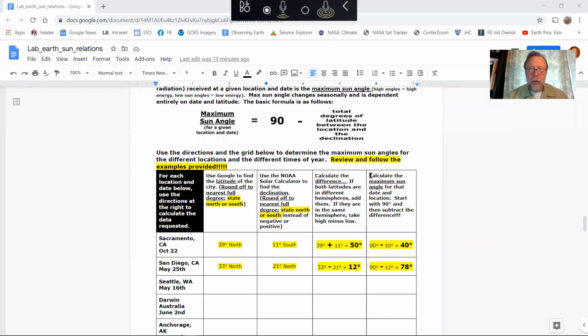So the whole key to this is simply comparing where the sun is overhead to where the location is. If you can take the difference, subtract the difference from 90, there's your maximum sun angle for that day. So let me go back to sharing. So yeah, 90 minus the difference.